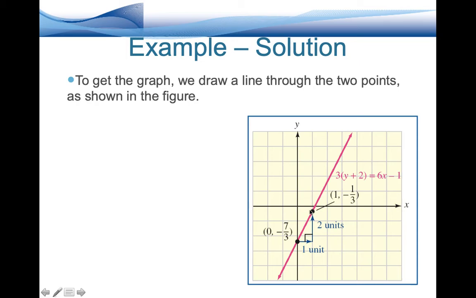And the graph looks like this. If you're really wondering what it looks like, this is it. So they graphed it. They went over 1 and up 2. This is a weird one, and I really don't like this one, but it was the best example I could find. So they went from (0, negative 7/3), over 1 from 0 to 1 and up 2, from negative 7/3 to negative 1/3.